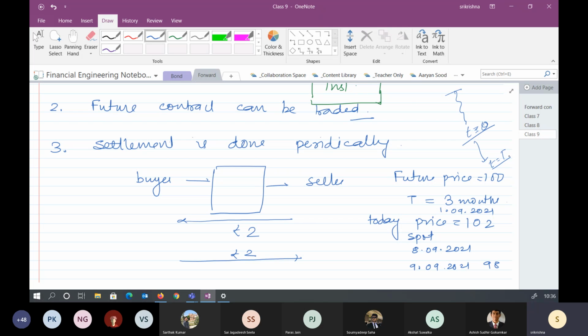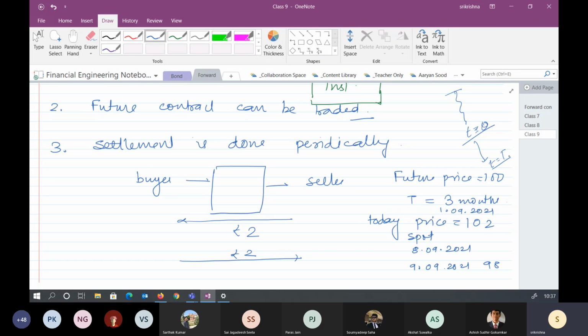What you are looking for is that if I enter into the future contract, and my future contract price is 100, and at that time period the price increases, my gain will be what? The difference between the market price at expiry and the future price. Yes, sir.